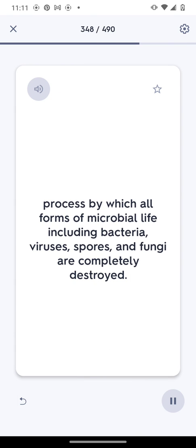Sterilization. Process by which all forms of microbial life including bacteria, viruses, spores, and fungi are completely destroyed.